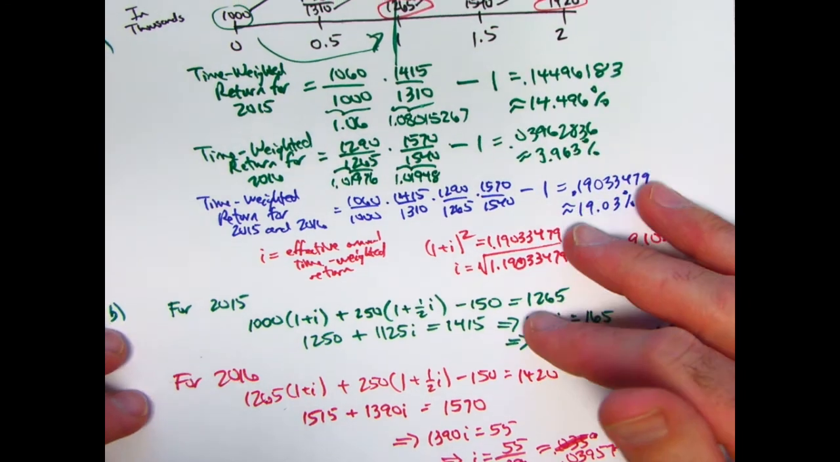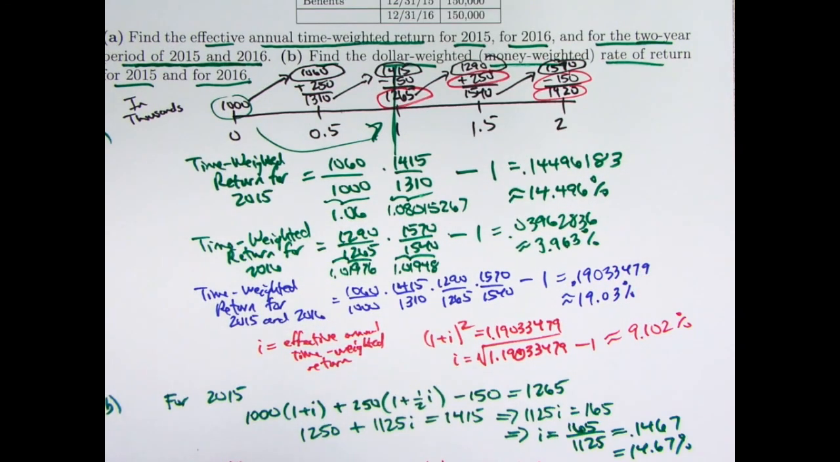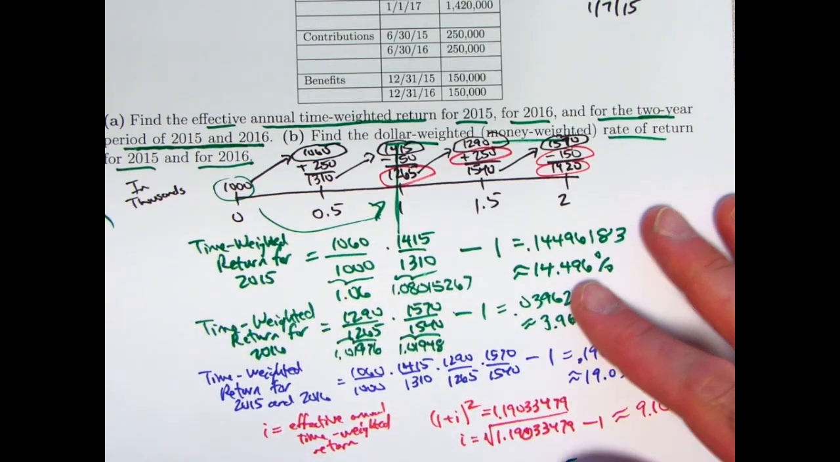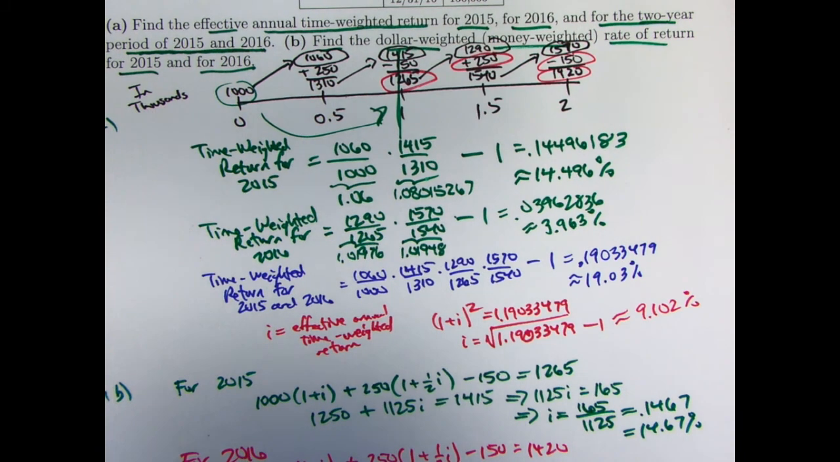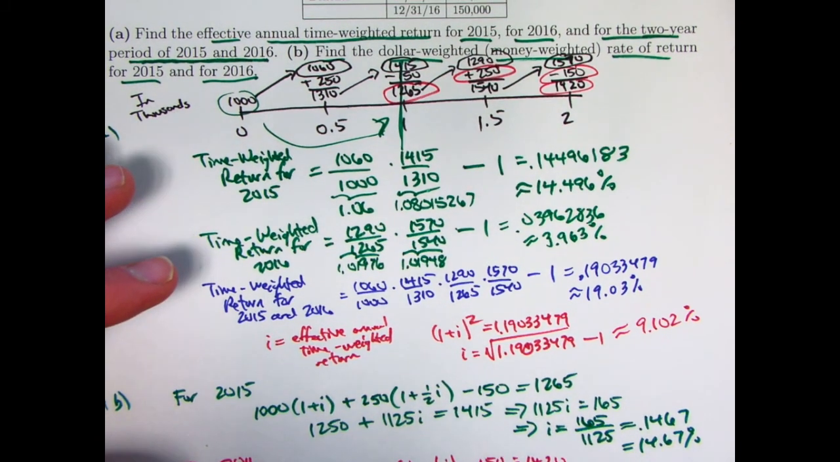It's the time-weighted return that takes more precedence because you're not taking into account the actual amounts of the contributions and benefits, which are often beyond the manager's control. So they're comparable here, but in general they could be pretty different. And this is something to know for actuarial exam 2.